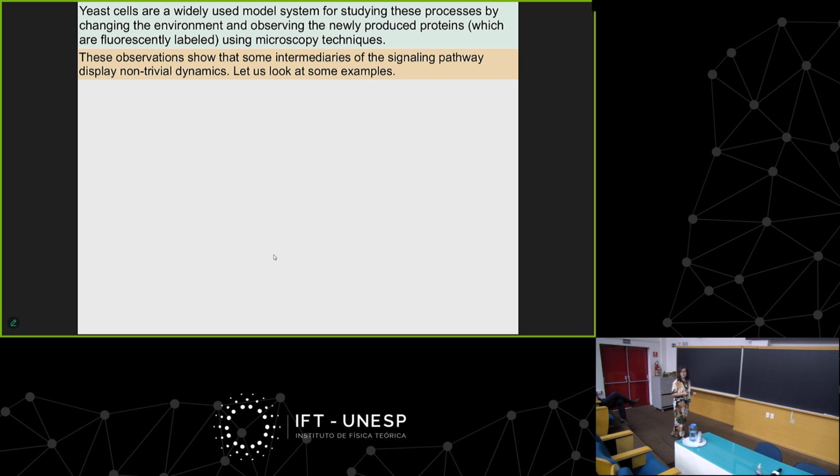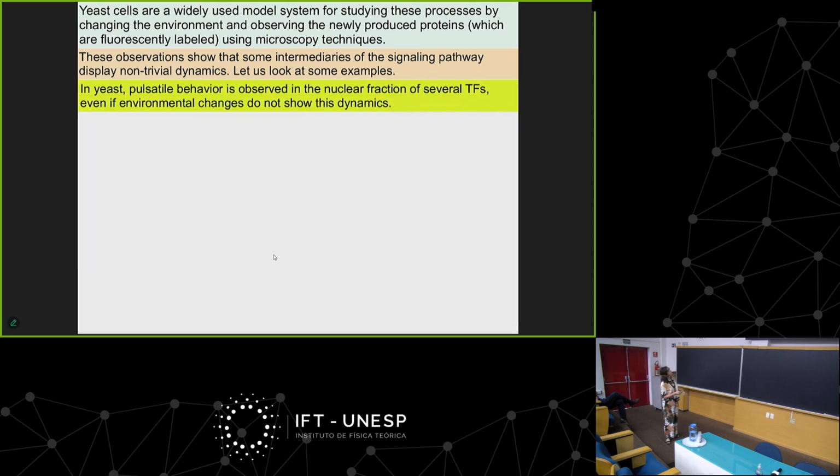But in other cases, the intermediaries show a non-trivial dynamics, a dynamics that does not mimic at all that of the external effector. And so many times what you observe is pulsatile behavior. That's the frequency of the title.